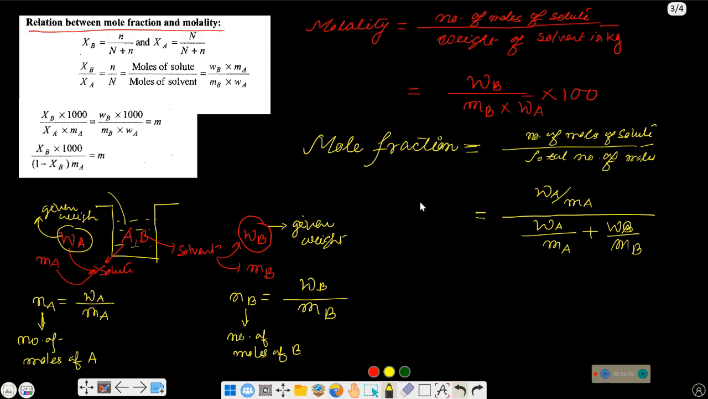So mole fraction, we generally denote by x. So this is the mole fraction of A, okay. Similarly, x of B we can write as WB by MB, which is the number of moles of B divided by total number of moles, that is WA by MA plus WB by MB, right?